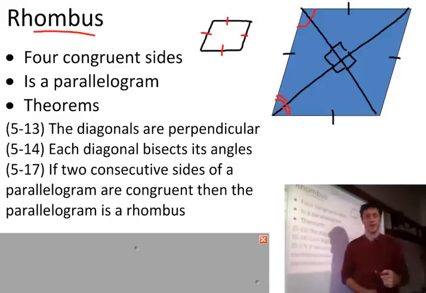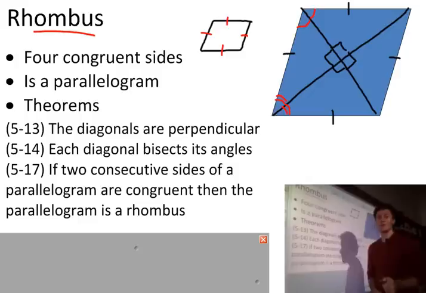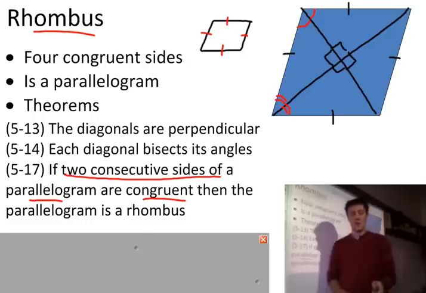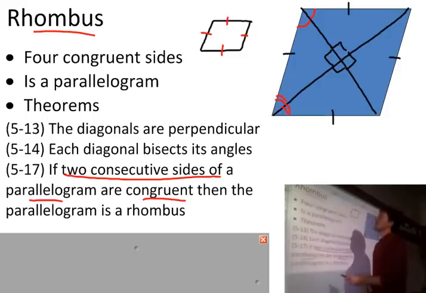We sure know that all 4 sides are congruent, and all the other rules, that the diagonals are perpendicular, diagonals bisect the angles, all those things. So the only 2 things you need are that it's a parallelogram, and then you need the 2 consecutive sides to be congruent. If that's true, you've got a rhombus. Okay.